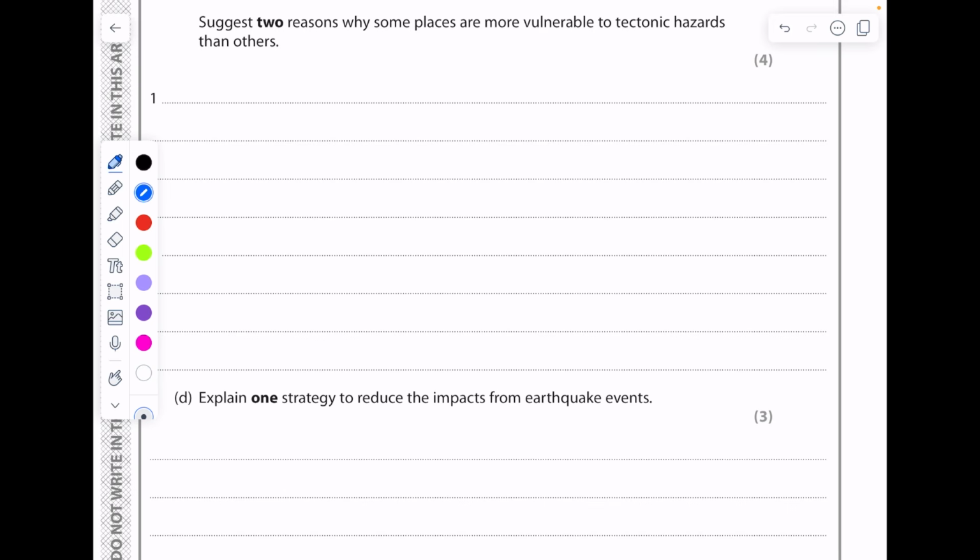Suggest 2 reasons why some places are more vulnerable to tectonic hazards compared with others. So obviously the closeness or proximity to a plate boundary: the closer you are, the higher the chance of experiencing an earthquake hazard. And then population size and population density is also going to be important, because where people are more densely living together, they're more vulnerable to hazards such as earthquakes and buildings and infrastructure collapsing on them.